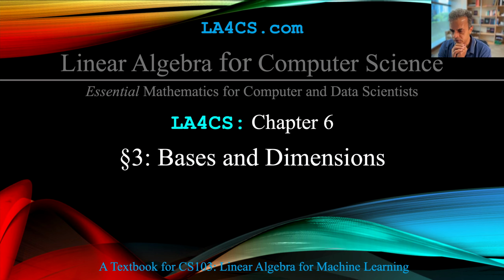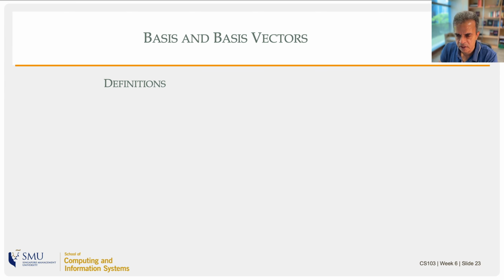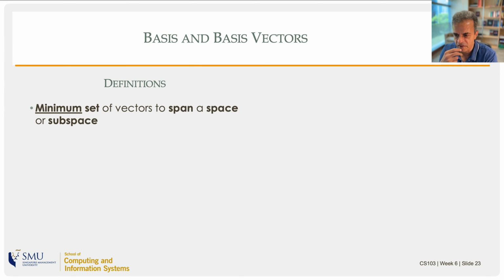Let's now move on to bases and dimensions. They are properties of vector spaces as well as subspaces. Let's start with a couple of definitions. The basis of a vector space or a vector subspace is the minimum set of vectors that will span the said vector space or the subspace.